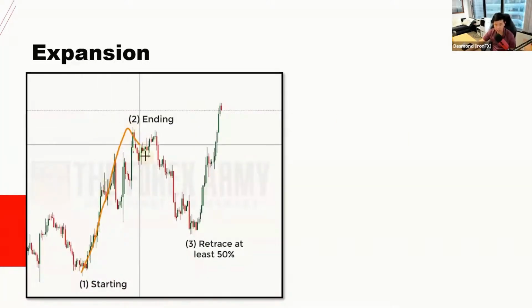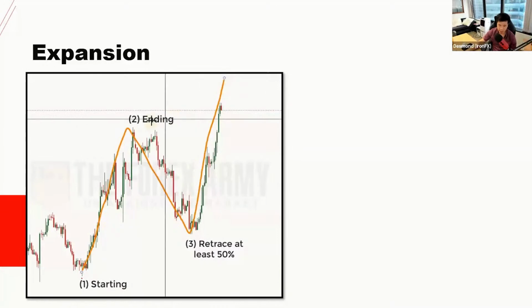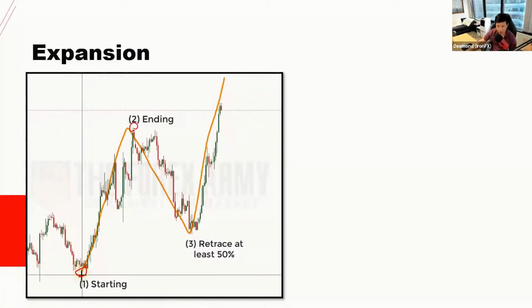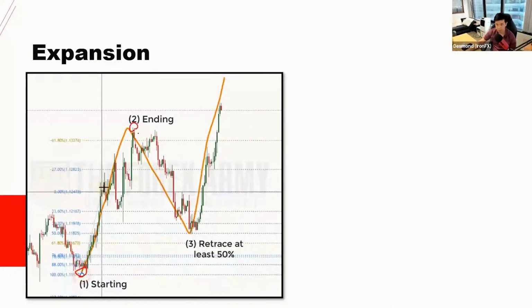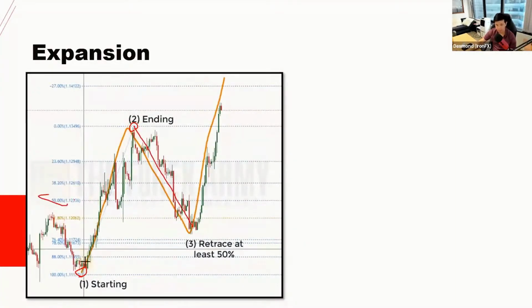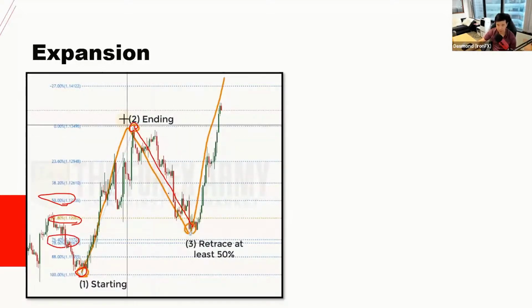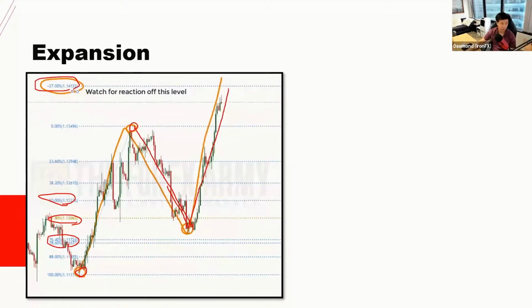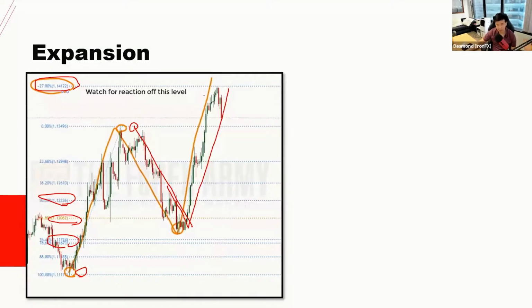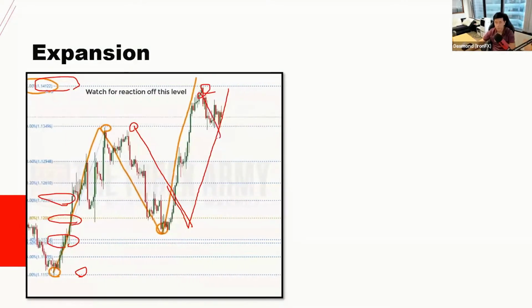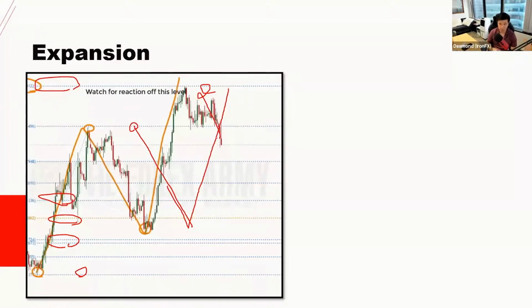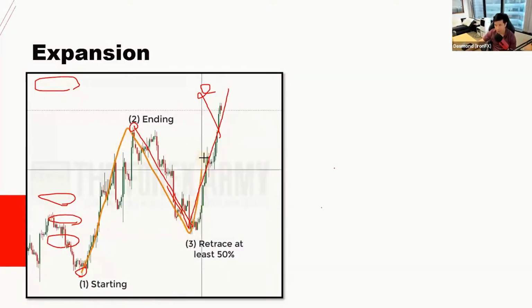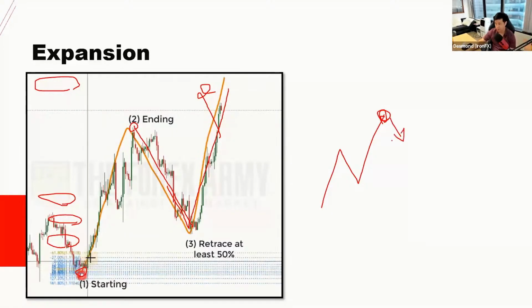Now let's talk about Fibonacci expansion. It kind of looks like the same thing, but you only have one starting point and one ending point. Price must minimally retrace at least 50%. If it retraces to 61 or 78, it's fine. What then happens is that you forecast price to go up and reverse off the negative 27% level, and you can see that has happened very nicely over here. So this is the trick to Fibonacci expansion: you are literally just forecasting when price is going to reverse.